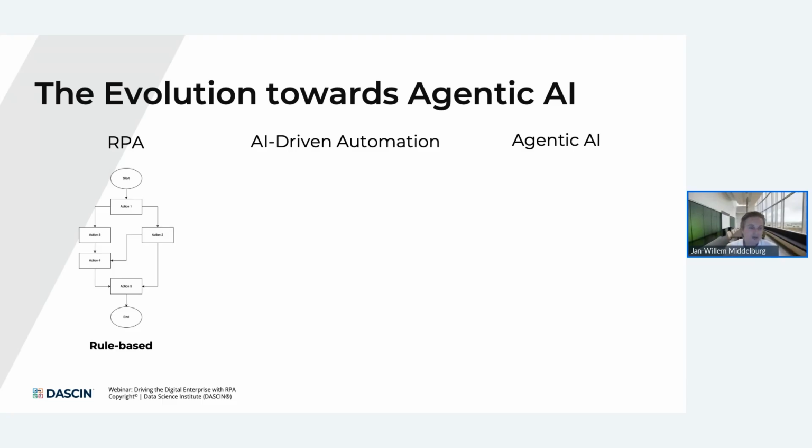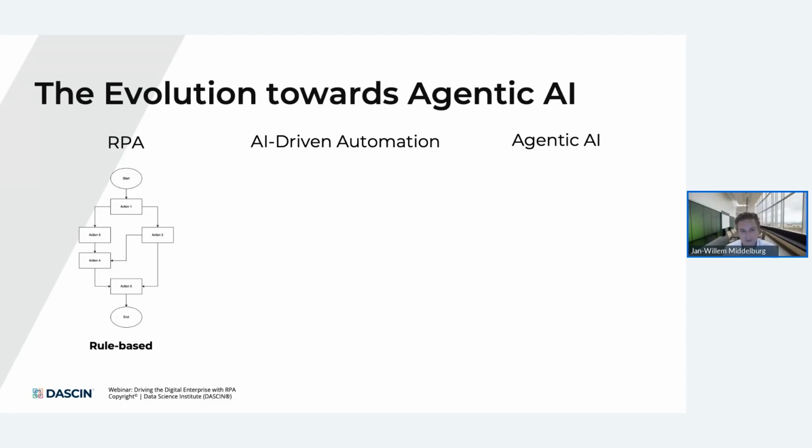RPA, which we've covered in the first part of the webinar, is this more traditional rule-based approach. You can see here on the screen that it has a start. It will then execute a few actions. We can have splits or if-else situations. But it's a relatively rule-based system. It means it's deterministic in nature and will always give you the same outputs every time that you follow this particular workflow.